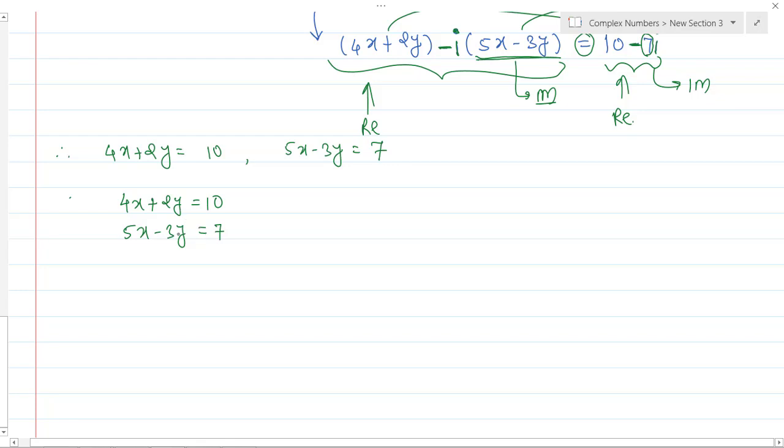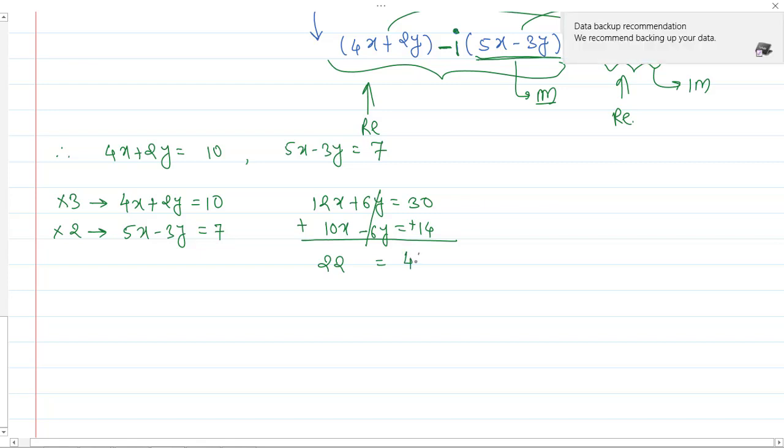Okay, let's make the y coefficient the same. So by how much should I multiply this for the y coefficient? By 3. Very good, excellent. And by how much should I multiply this? By 2. Excellent. Let's start. So it's 12x plus 6y equals 30, and here we have 10x minus 6y equals 14. These two cancel, so plus plus, we have 22x equals 44.